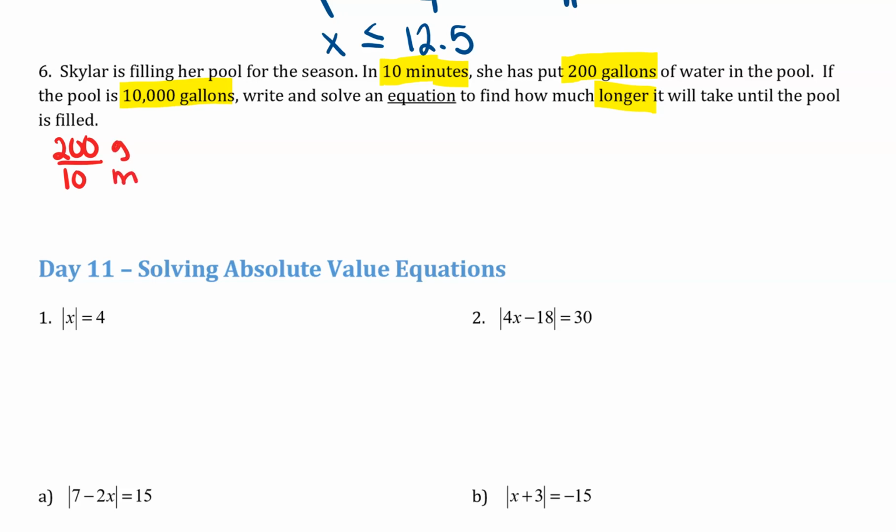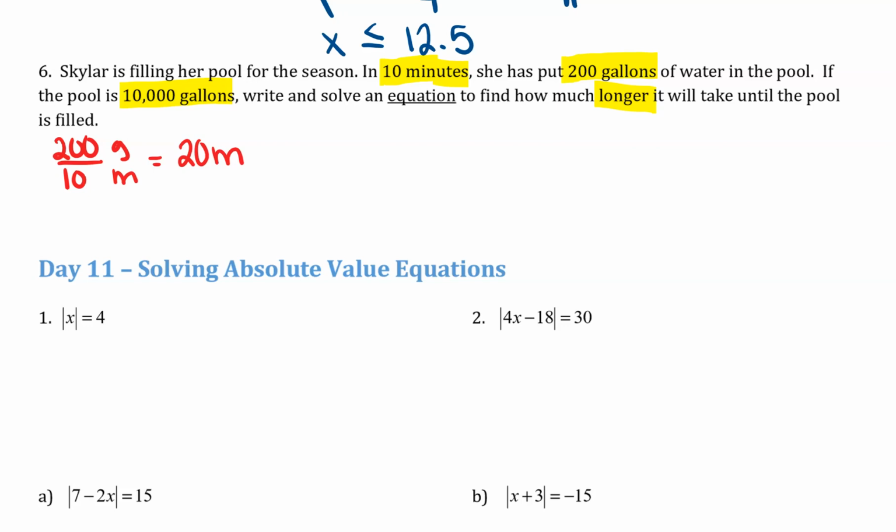So what I'm going to do is actually simplify this, and that'll give me how many gallons are in 1 minute. So how many gallons per minute, which is what we really want. If I simplify this, I can divide 200 divided by 10, and I end up getting 20 gallons per minute, which is going to be 20m, which is what we want for our equation.